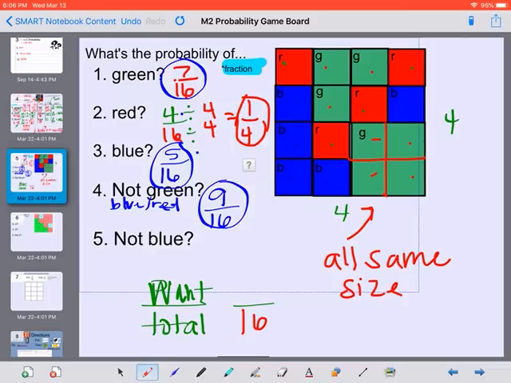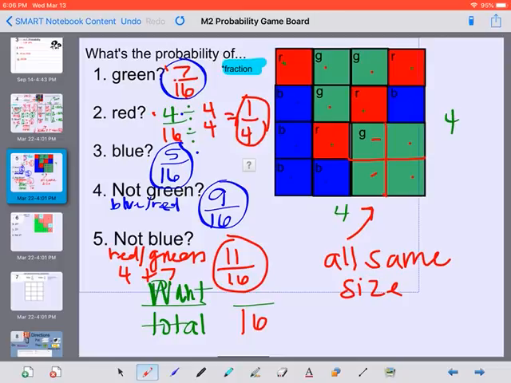And then how many are not blue? Well, other than blue, there's red and green. So there were 4 red and 7 green, which is a total of 11 out of 16 are not blue.